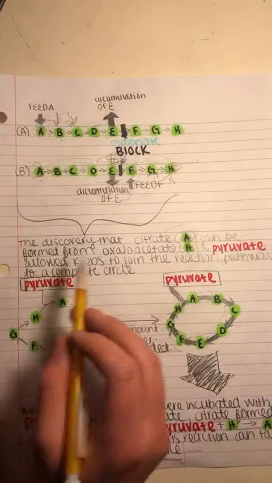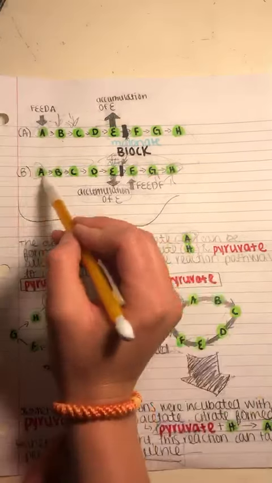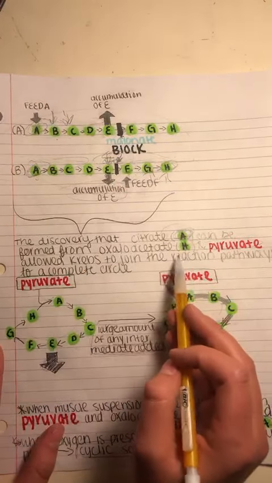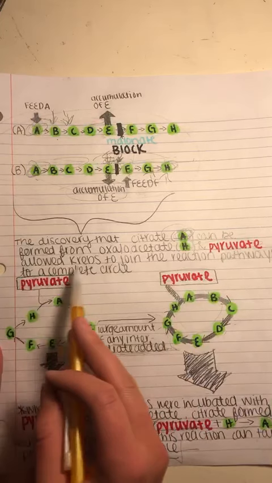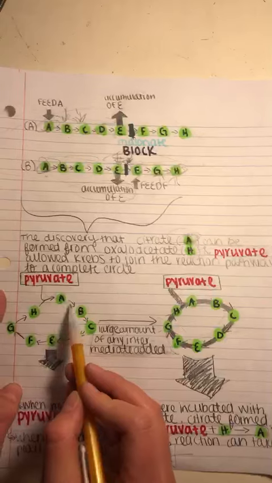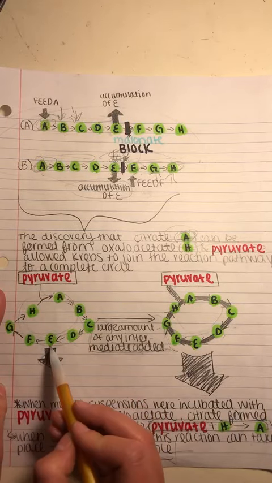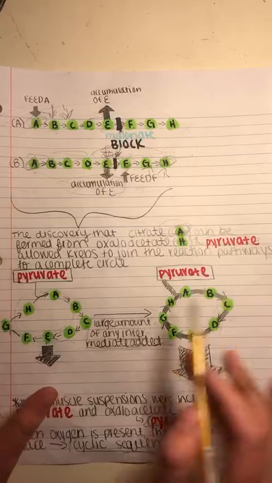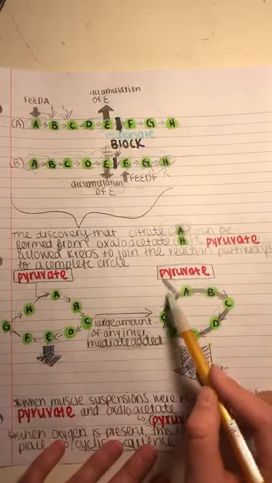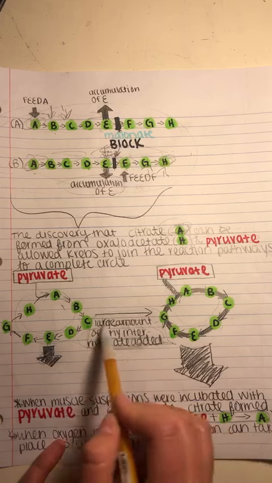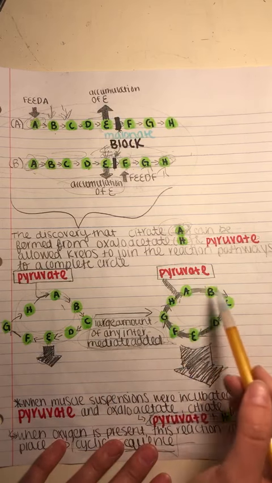The discovery that citrate, represented by A, can be formed from oxaloacetate, which is H, and pyruvate allowed Krebs to join the reaction pathways into a complete circle. So here it's a complete circle, E is being accumulated, pyruvate is being added in order to get the citrate. And then here, between these two, a large amount of any intermediate is added. So literally any of these intermediates can be added.